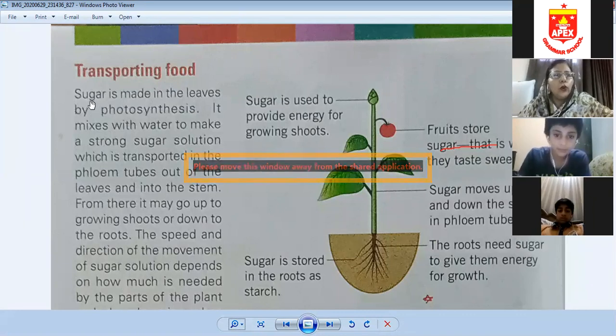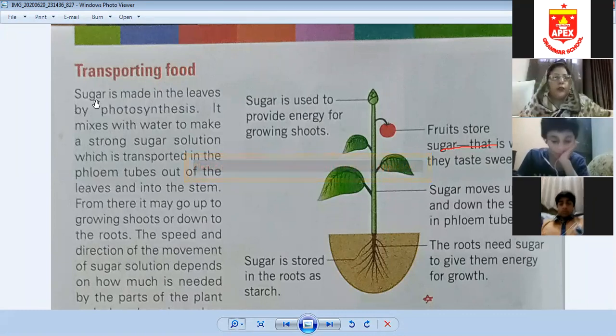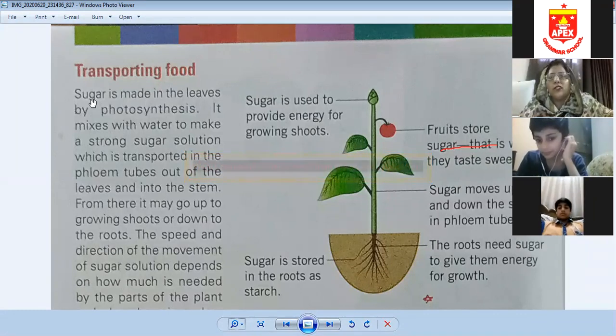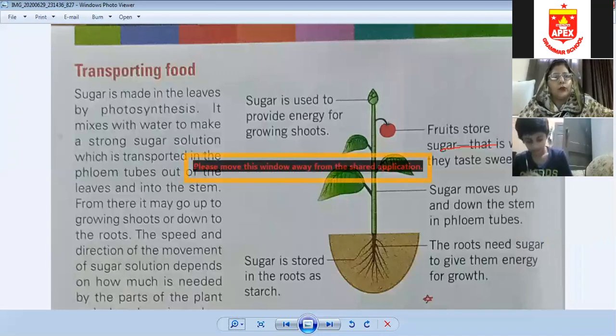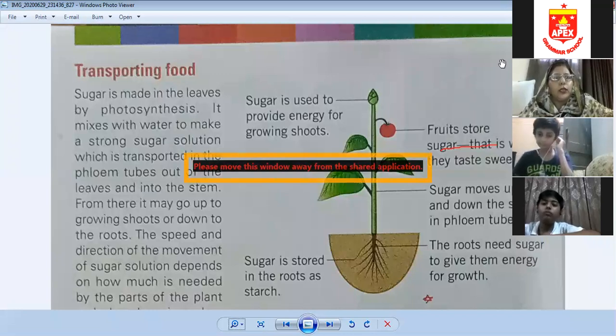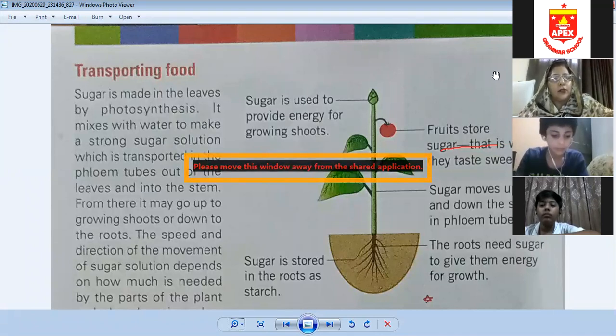All of you know that food is converted into the form of sugar. The food which is collected by plants with the help of photosynthesis, they use that food in the form of sugar. So where is this sugar formed? This sugar is made in the leaves by photosynthesis. You can also see on the screen, sugar is made in the leaves by photosynthesis.